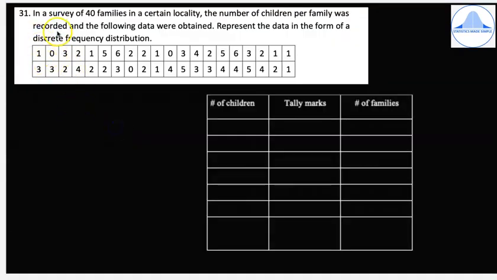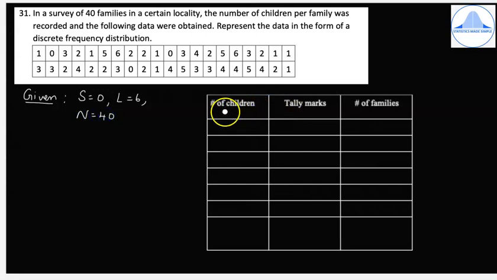31st question. In a survey of 40 families in a certain locality, the number of children per family was recorded and the following data were obtained. Represent the data in the form of a discrete frequency distribution. So they have given us 40 values. Now let us write down some of the information which is given. So given the smallest value, that is s, is equal to 0, and the largest value is 6, and the total frequency is capital N, which is equal to 40.